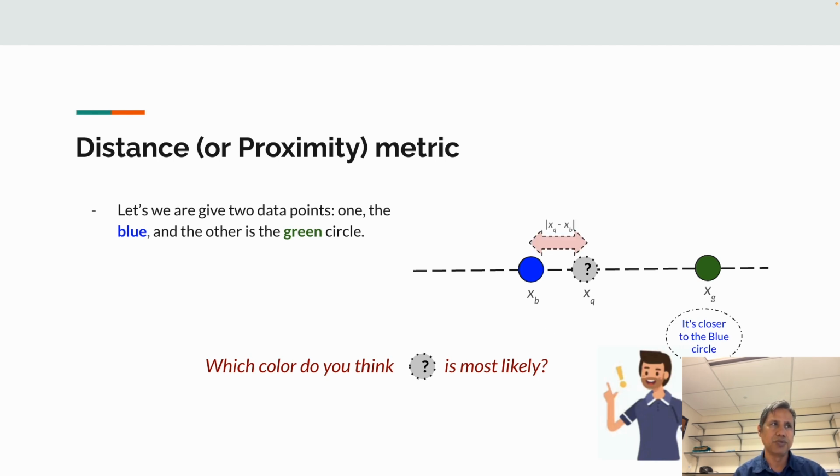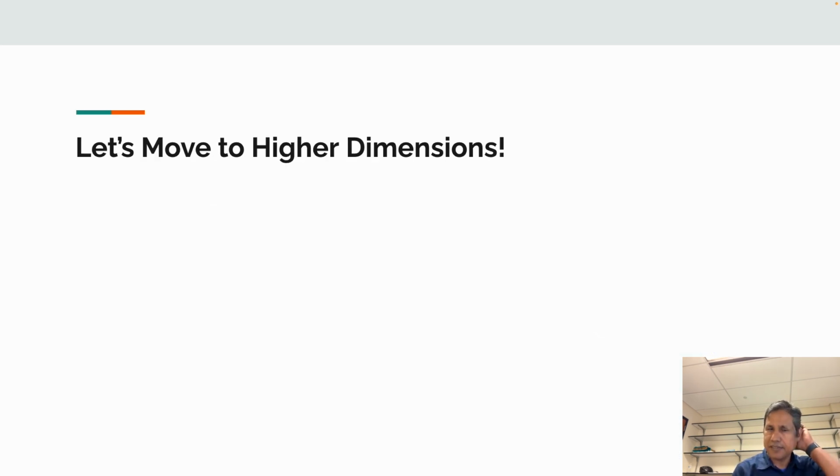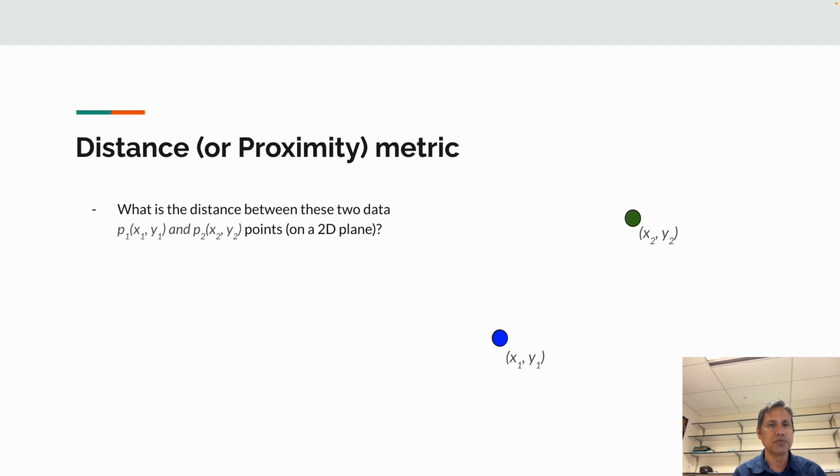Basically, what happened? He used the absolute difference between their positions, and as the distance between xq and xb is less than xq and xg, he made his decision, okay? It's quite simple idea. So now let's move to a little bit more difficult case. So we move from 1D to 2D, okay? That is, our data points are now on a plane, okay, rather than on a line, okay? And we note this x1, y1, that is the blue circle, as p1 and the green circle as p2, okay?